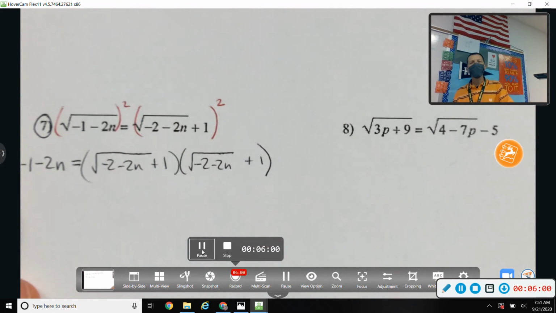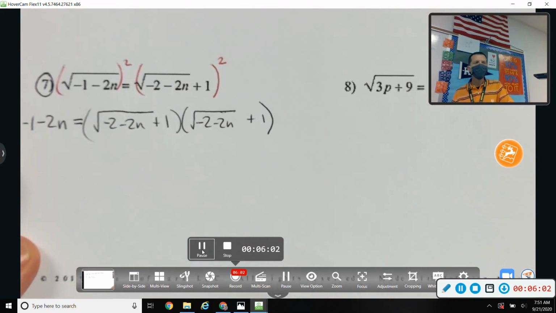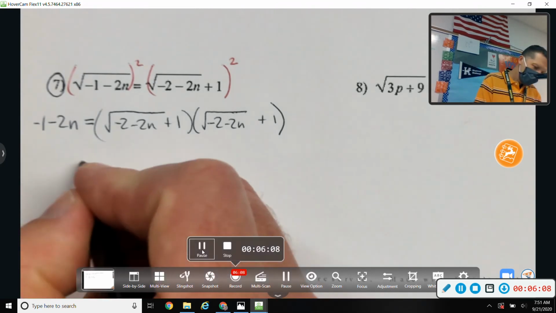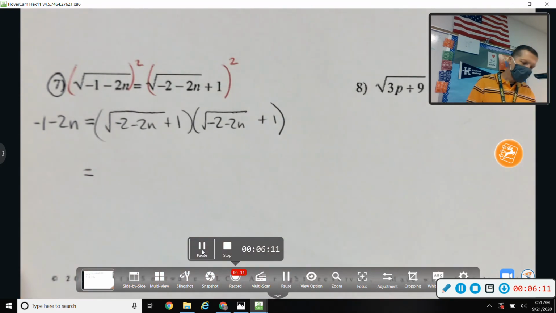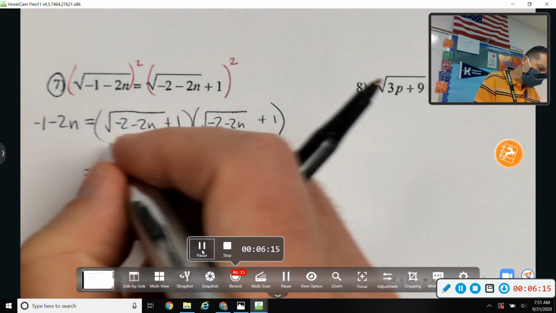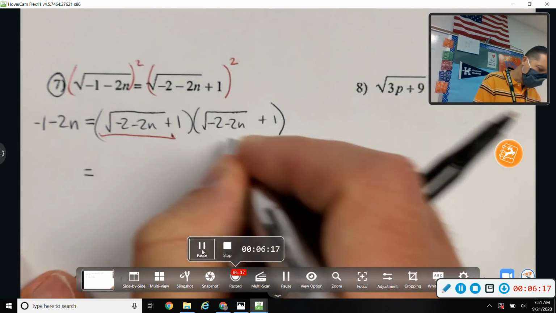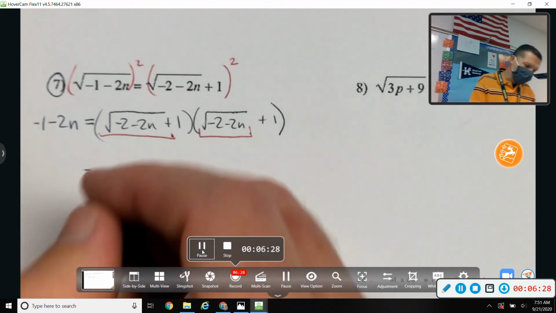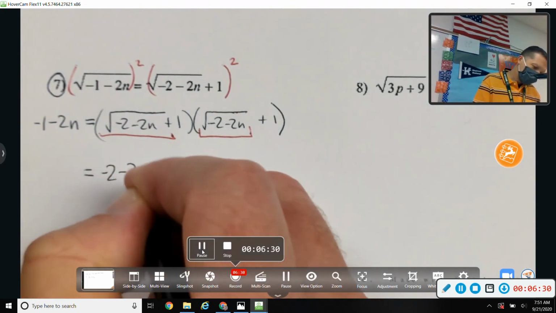And the same thing's going to happen on number 8. There's just no way around it. So it fixed the left-hand side, and it's going to mess up the right-hand side. And even though it looks bad, because we're foiling, because it's a square root, it's not going to be as bad as it looks. Because when I do square root of negative 2 minus 2n times the square root of negative 2 minus 2n, it's just negative 2 minus 2n. Right, there's just negative 2 minus 2n. So, okay, that one wasn't too bad.